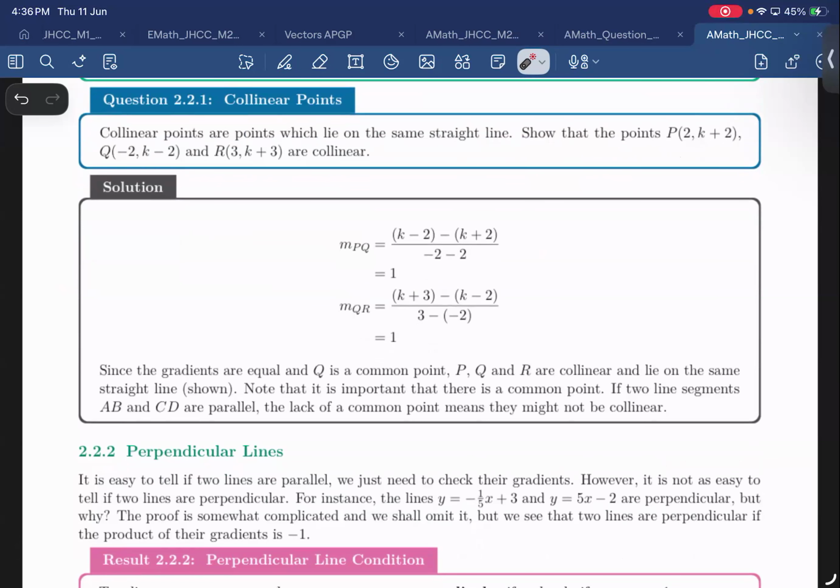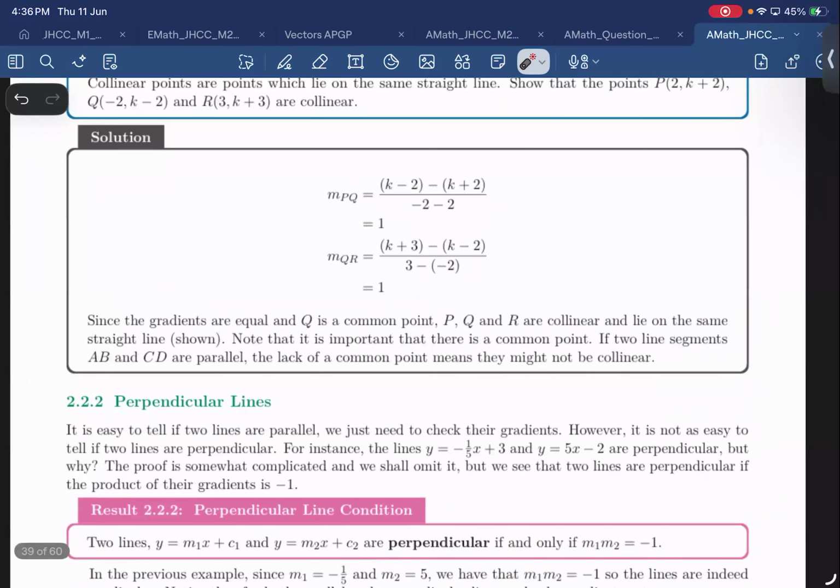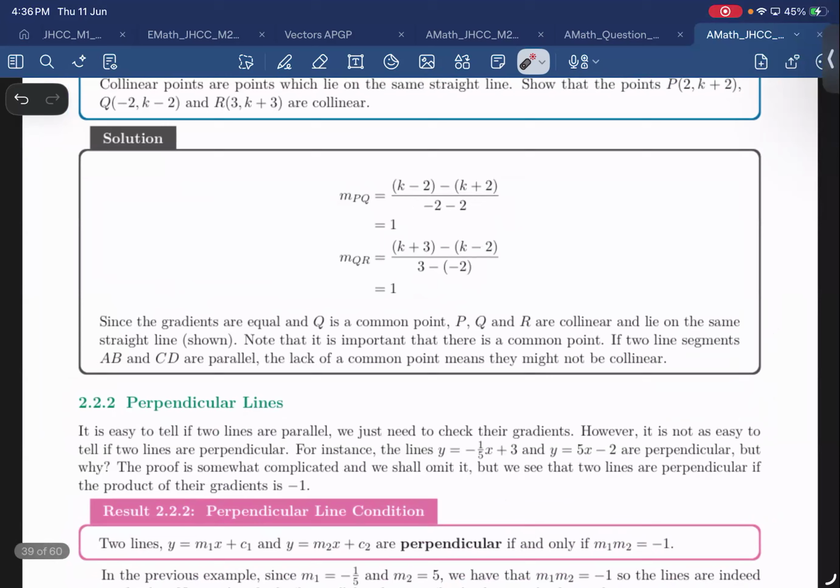Perpendicular lines. It's not very obvious to tell. Parallel lines are so easy to tell, just look at the number in front of x, the gradient. But perpendicular is a bit harder to tell. If I give you 2 perpendicular lines and you never learned it before, then you won't know how to do it. But now you know that the product of the gradients is going to be -1. The proof also is not easy, so let's skip it and just say that 2 lines are perpendicular if and only if the product of the gradients is -1.